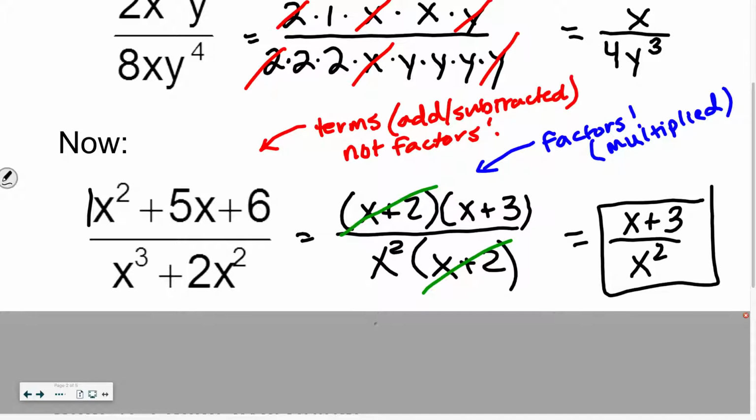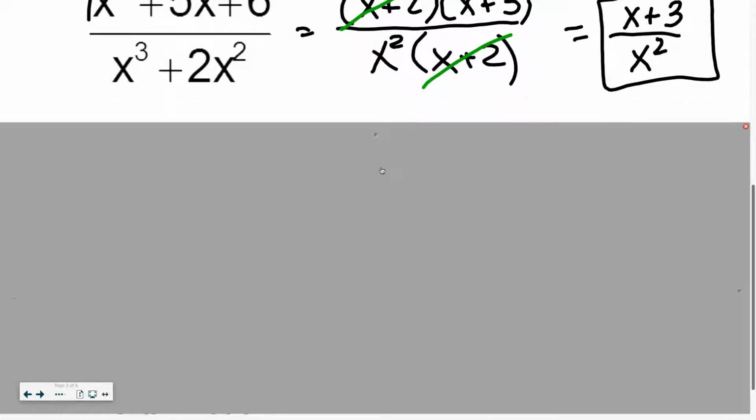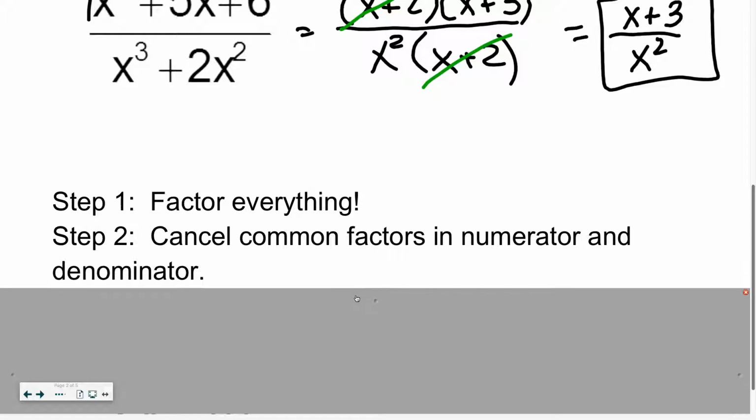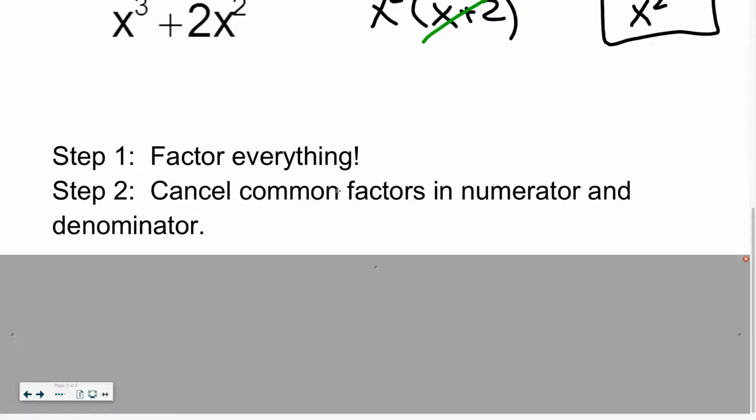Okay. So basically, here's what you just did in order to be able to simplify a rational expression in Algebra 2. There's basically 2 steps. Number 1, factor everything. Factor every numerator, factor every denominator. Make sure it's completely factored. Sometimes you factor and you can factor again. And then step 2, cancel out the common factors in the numerator and the denominator.